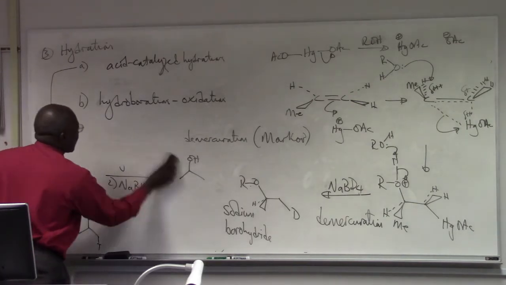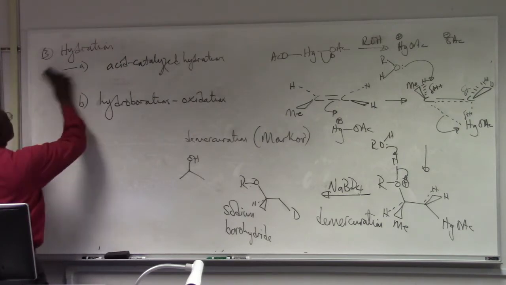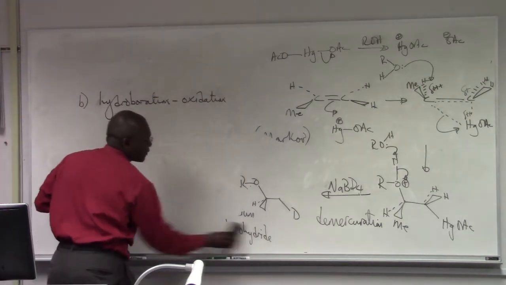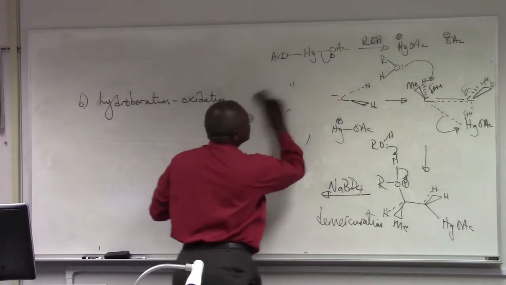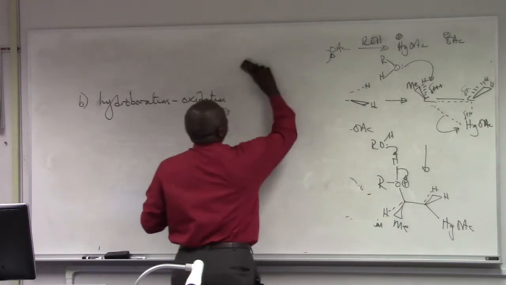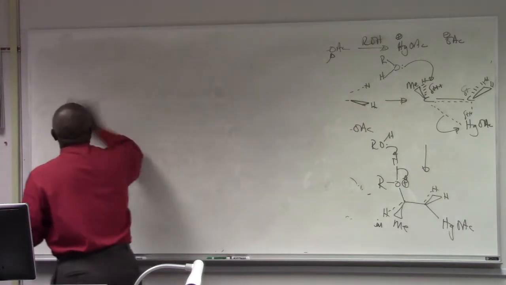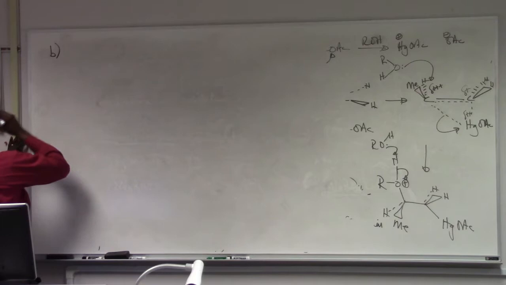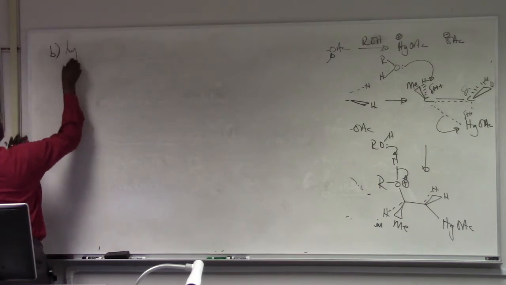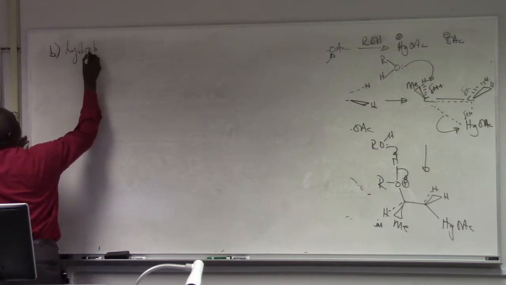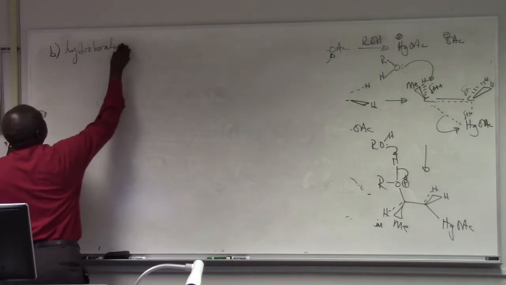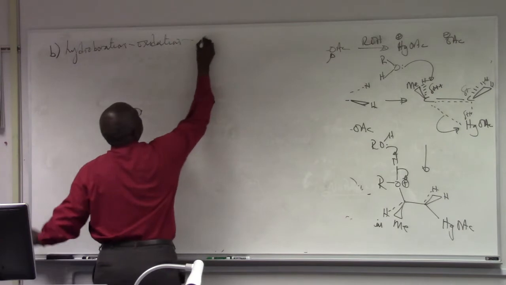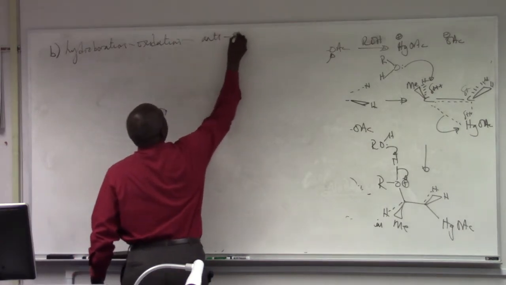Okay. However, what if we wanted to make the anti-Markovnikov alcohol? Are we doomed forever to be unable to do that? The answer is no. We are organic chemists. We can do anything. So if I want to do anti-Markovnikov, I'm going to use hydroboration, oxidation. And this does anti-Markovnikov.